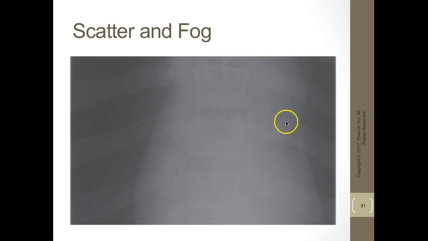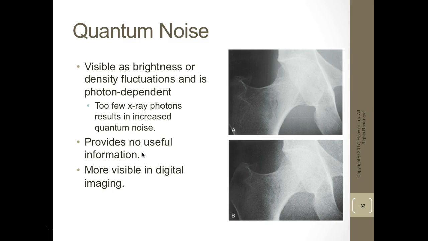So this is what scatter or fog looks like. You can see this is the heart right here, so the cardiac silhouette. This is your aortic knob, aortic notch right there, and it's just not clear and crisp. So that's fog laying on top of your image.